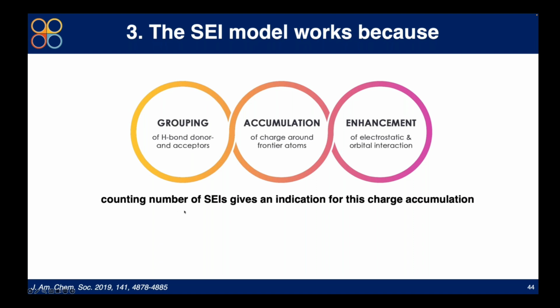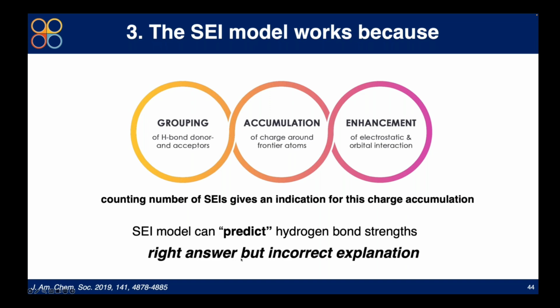So counting the number of secondary electrostatic interactions gives you an indication for where the charge accumulation is, and the SEI model can predict hydrogen bond strength, the right answer, but due to an incorrect explanation. So only the energy decomposition analysis together with Kohn-Sham molecular orbital theory and the VDD analysis could give us the answer why this SEI model works so well in supramolecular chemistry. So let me now go to the last one.